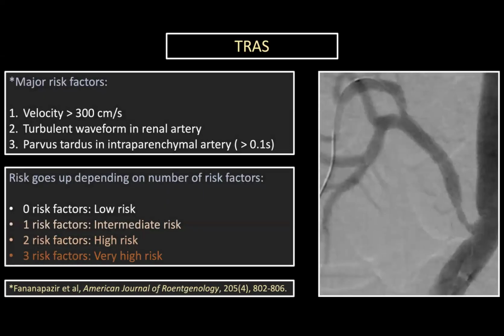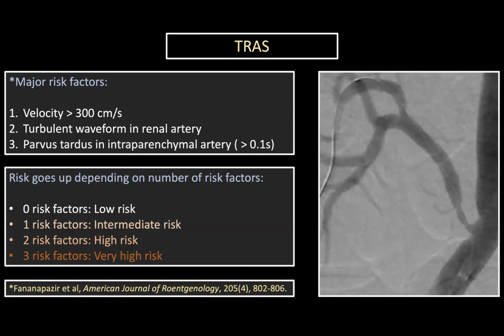So, how do we deal with all these different ways of looking at stenosis and characterizing them by ultrasound? Well, there's one study that we looked at where we found that there were only three major risk factors that are really important for assessing transplant renal artery stenosis. One of those is a velocity greater than 300 centimeters per second. The second is turbulent waveform in the renal artery, so seeing that spectral broadening within the renal artery. And the third is a parvus tardus waveform, the delayed upstroke of greater than 0.1 seconds.